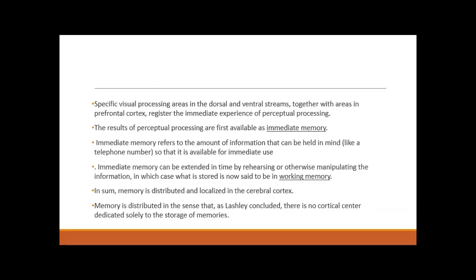Specific visual processing areas in the dorsal and ventral streams, together with areas in prefrontal cortex, register the immediate experience of perceptual processing. The results of perceptual processing are first available as immediate memory. Immediate memory refers to the amount of information that can be held in mind, like a telephone number, so that it is available for immediate use. Immediate memory can be extended in time by rehearsing or otherwise manipulating the information, in which case what is stored is now said to be in working memory. In sum, memory is distributed and localized in the cerebral cortex. Memory is distributed in the sense that, as Lashley concluded, there is no cortical center dedicated solely to the storage of memories.